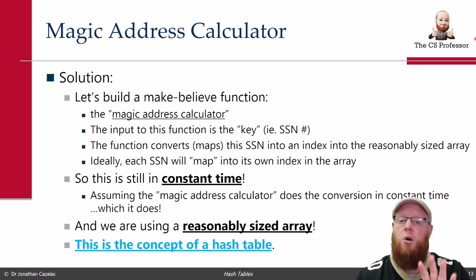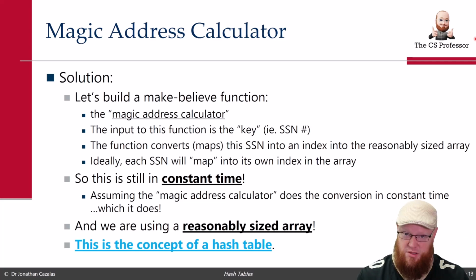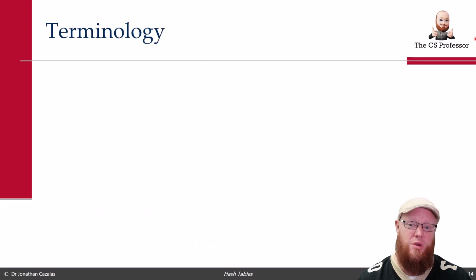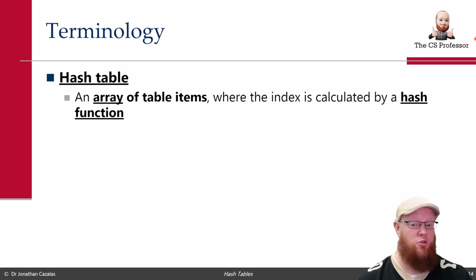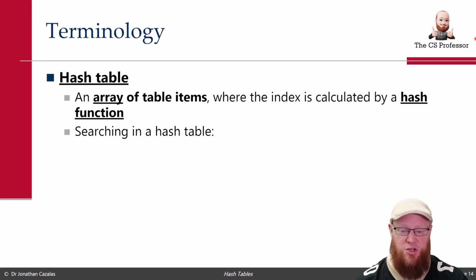Now we want a smaller array, a smaller table, but we somehow want to guarantee or hope that each person maps into their own unique index of this table. Let's look at some terminology. The term for a hash table simply means it's an array of these values where each index of this array is going to be calculated using a hash function.